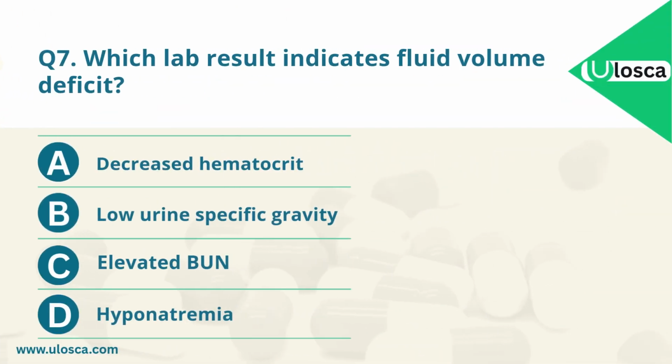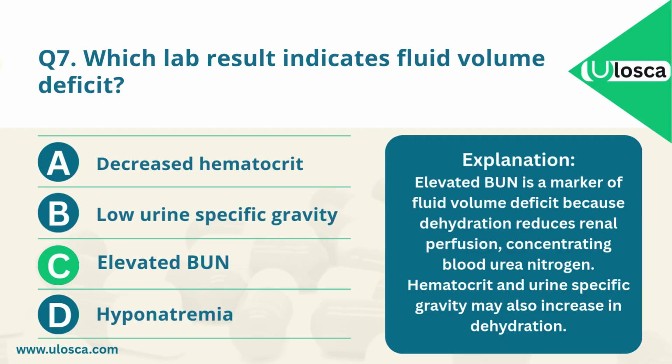The correct answer is C. Elevated BUN. Explanation. Elevated BUN is a marker of fluid volume deficit because dehydration reduces renal perfusion, concentrating blood urea nitrogen. Hematocrit and urine specific gravity may also increase in dehydration.